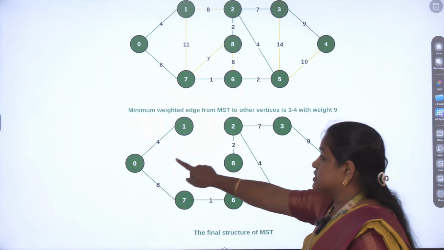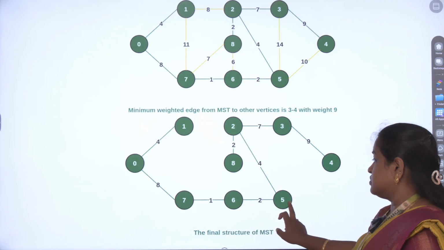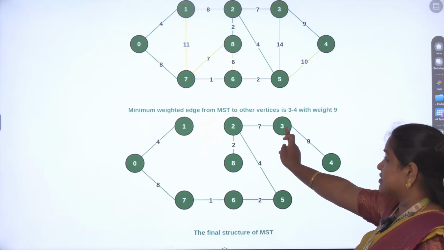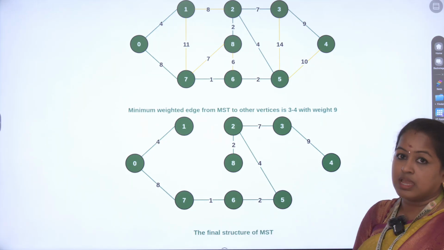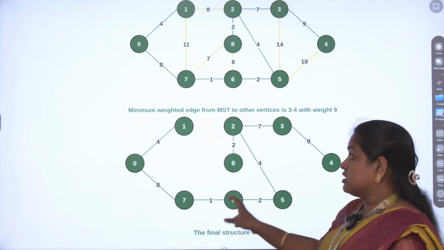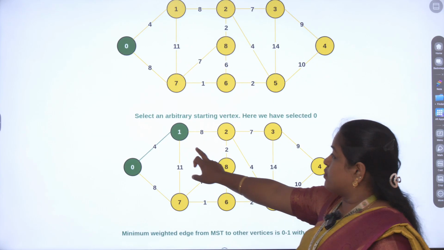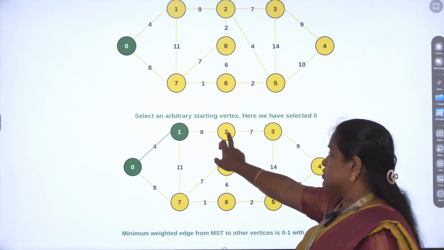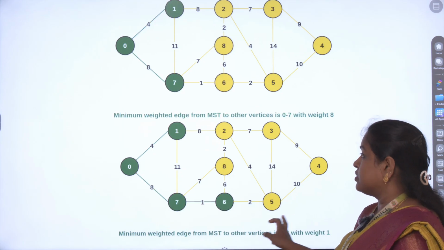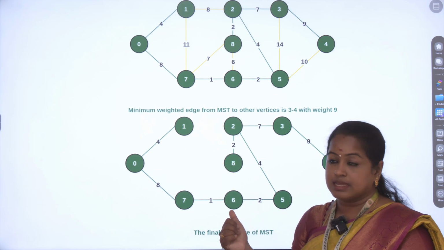So from 0 we have traveled to 1, we have traveled to 7, from 7 to 6, 6 to 5, 5 to 2 we have traveled, 2 to 8 we have traveled, from 2 to 3 we have traveled, and from 3 to 4 we have traveled. So this is one of the minimum spanning trees. Another way you can do it is to use 1 to 8, from 1 you can go to 2, and from 2 you can travel. That is also a minimum spanning tree you will get. So this is one of the minimum spanning trees for this particular graph.